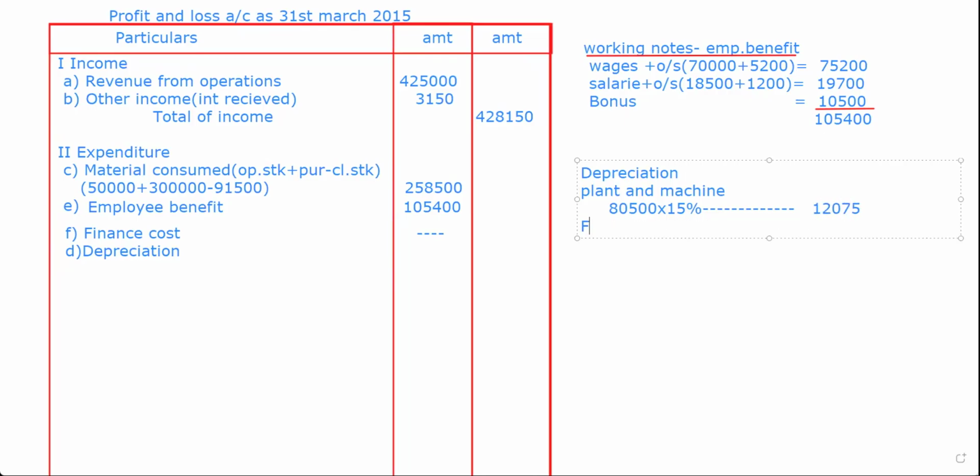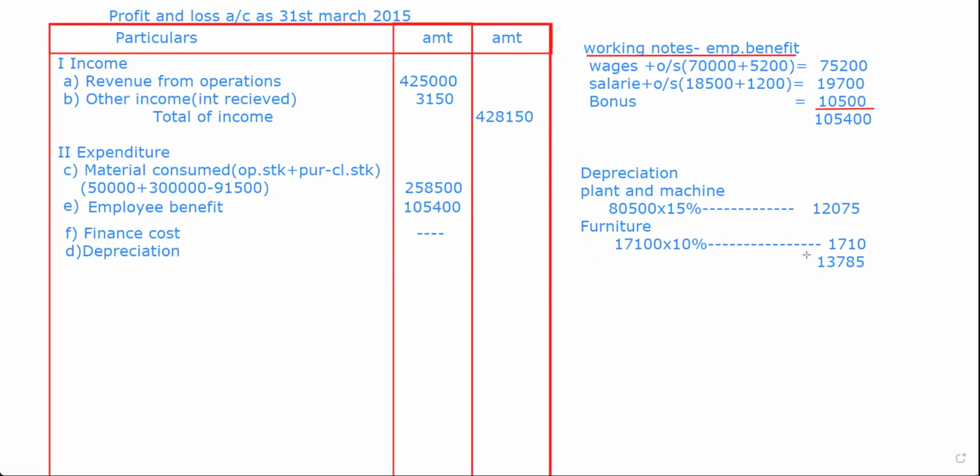Then the next one I have got is furniture. On the furniture, he gave me 17,100 into 10%. So 10% means simply it will be 1,710. This is what it is going to be. So when I do the total of this depreciation directly, it will be easy for me to take it directly. So it is going to be 13,785. That directly I'm going to put into the total column.